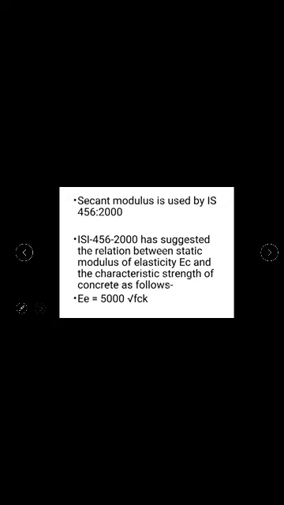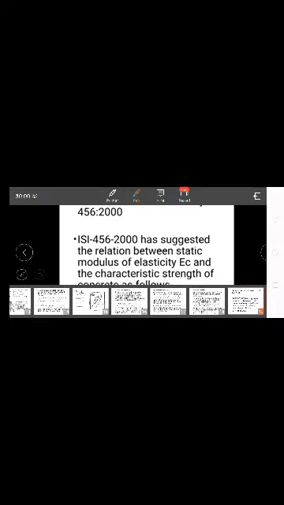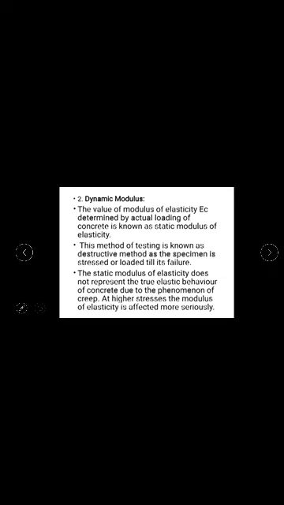And what is dynamic modulus? The value of modulus of elasticity determined by actual loading of concrete is known as static modulus of elasticity. This method of testing is known as destructive method, as the specimen is stressed or loaded to its failure. The static modulus of elasticity does not represent the true elastic behavior of concrete due to the phenomenon of creep. Just now we talked about creep. At higher stresses, the modulus of elasticity is affected more seriously.